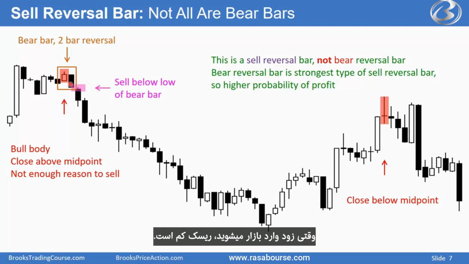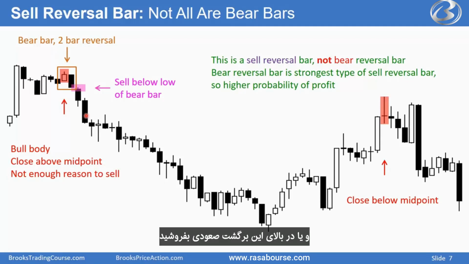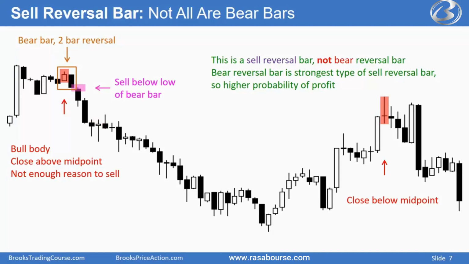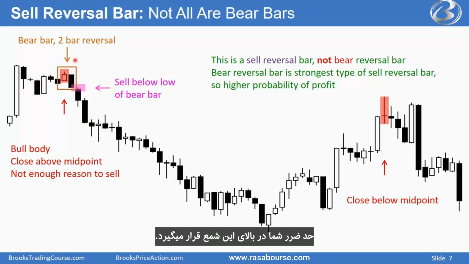Early entry, the risk is small, maybe here, maybe above here, but so is the probability. A later entry, after you've seen the bulls give up, entering here or above this reversal attempt or below that bear bar, is a much higher probability short, much higher chance of making money. But the trade-off is risk. If you sell this close or above this bar, your stop is up here, your risk is greater.